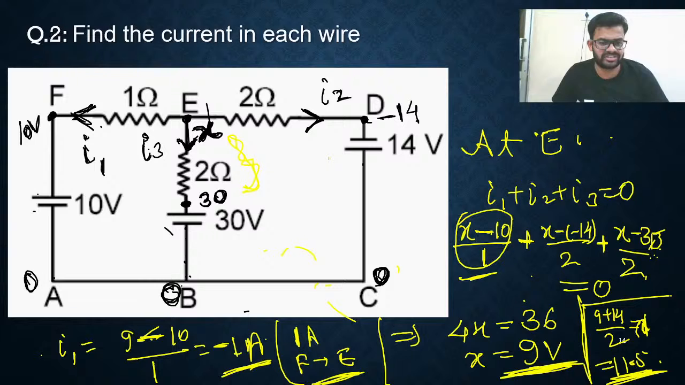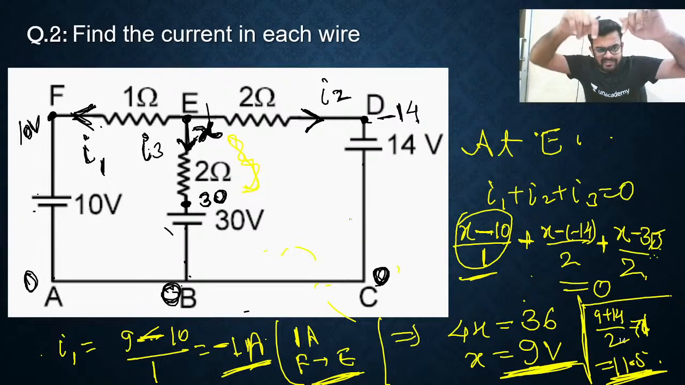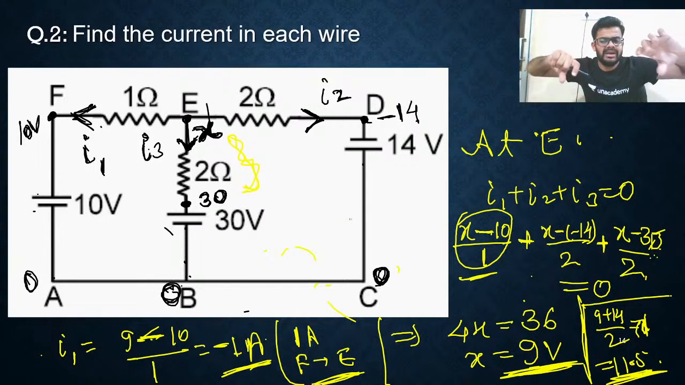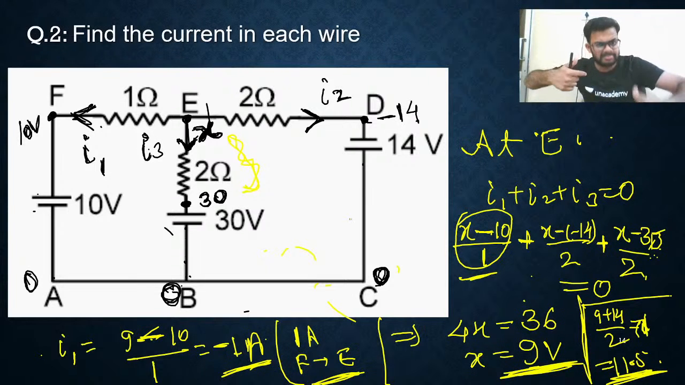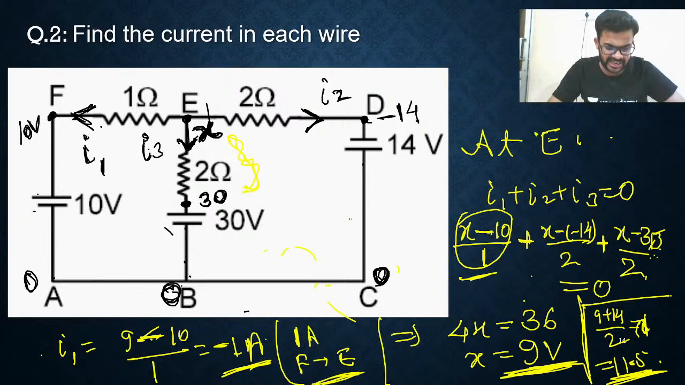Very good. Next, third, E to B. For E to B, I am saying, x minus 30. So you will write what? Minus 21 by 2. You are getting minus 10.5. So minus 10.5 means the current direction we considered was E to B, but the actual direction is B to E. Why? Because it is negative. So that's all, we got the answers.